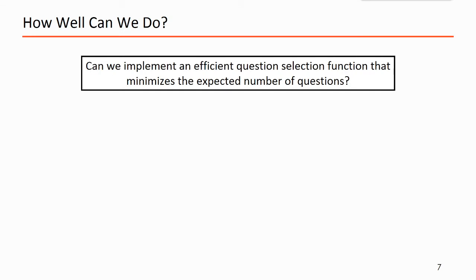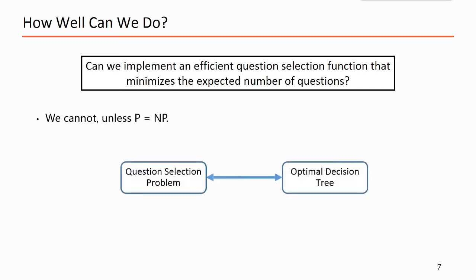Our first step is to answer this question. Can we implement an efficient question selection function that minimizes the expected number of questions? Unfortunately, the answer is no. We established a bijection between question selection problem and optimal decision tree, an NP-complete problem. Through this bijection, we proved that question selection problem is also an NP-complete problem.